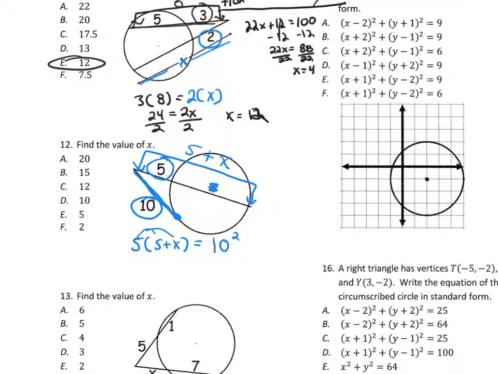We're going to multiply these out. 5 times 5 is 25. 5 times x is 5x. 10 times 10 is 100. To get my x by itself right here, I want to subtract 25 both sides. That gives us 5x equals 75. We divide by 5. This one we get x to equal 75 divided by 5 is 15, which I believe is B right here.